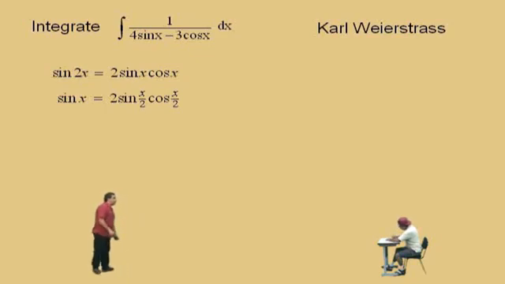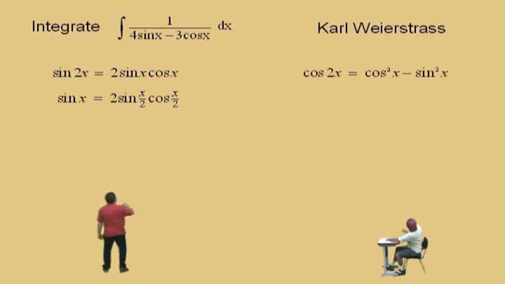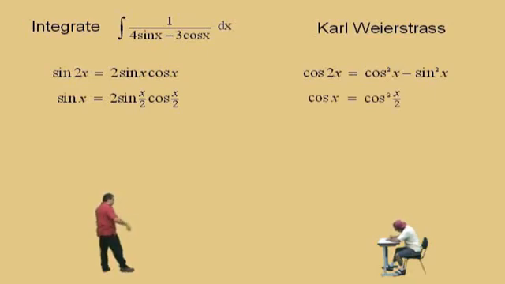Now, let's use the double angle for cosine. Cosine of 2x, we'll use this form, cosine squared subtract sine squared x, right? Okay, Charlie, now, if we do the same thing that we did here with the sine, cosine x is equal to what, Charlie? That's right, cosine squared of x over 2 subtract sine squared of x over 2.